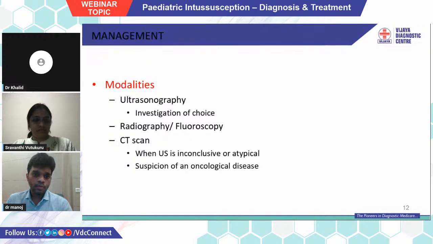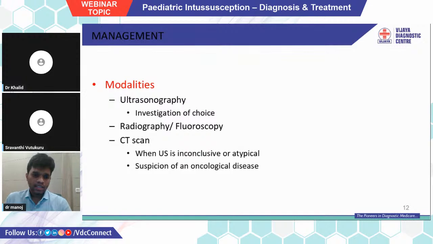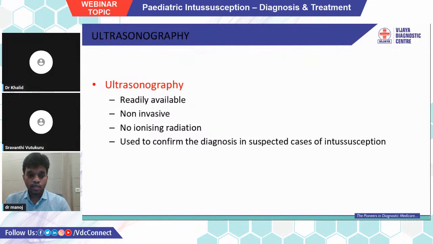Coming to the modalities that are available for us, there is ultrasonography, which is the investigation of choice. Then we can do radiography or fluoroscopy, and CT scan is generally not done, but it can be helpful in inconclusive or atypical cases, or if there is any suspicion of malignancy. So why is ultrasound the investigation of choice? It is readily available and non-invasive. But the most important point is that there is no ionizing radiation. And in suspected cases of intussusception, ultrasonography is also confirmatory.